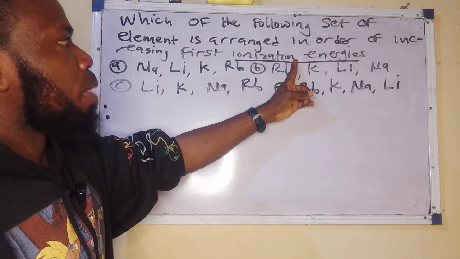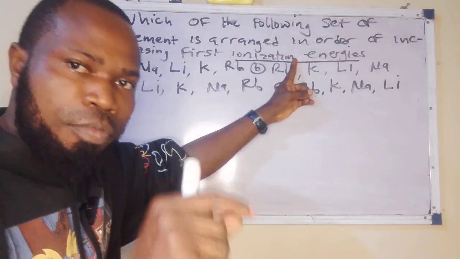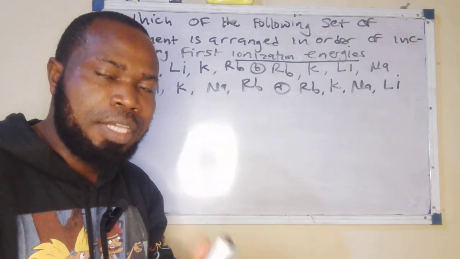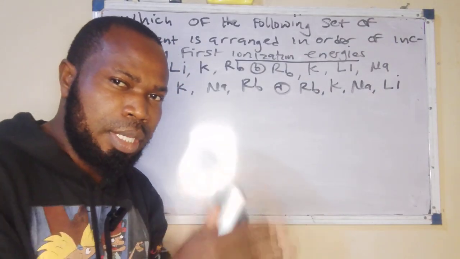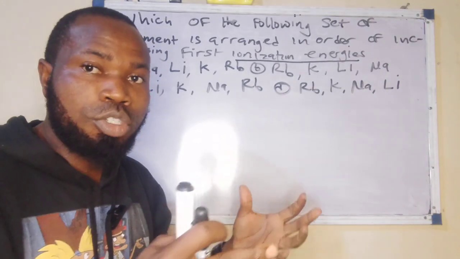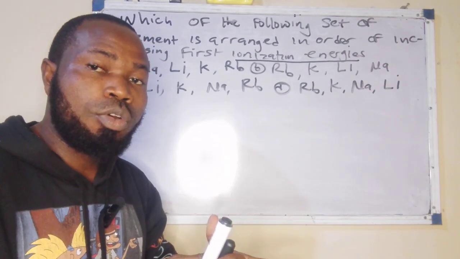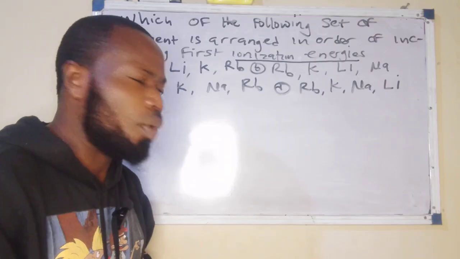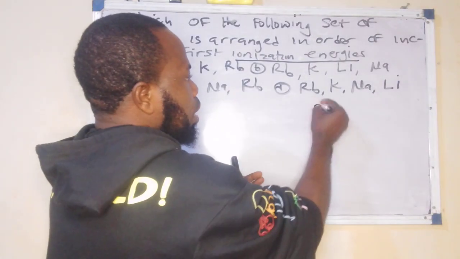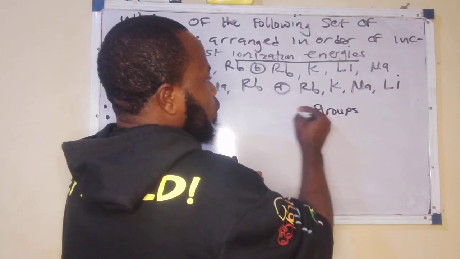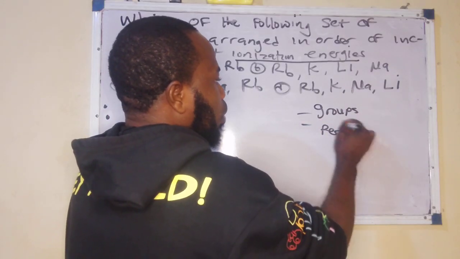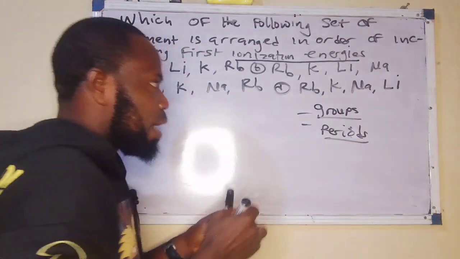In this aspect, they're talking about ionization energy. I made mention just now that it's one of the physical properties that affect elements in the periodic table. That means you have to know what the periodic table is. It's a table that shows the orderly arrangement of elements according to increase in atomic number. In the periodic table, elements are arranged into groups, and of course, into periods.